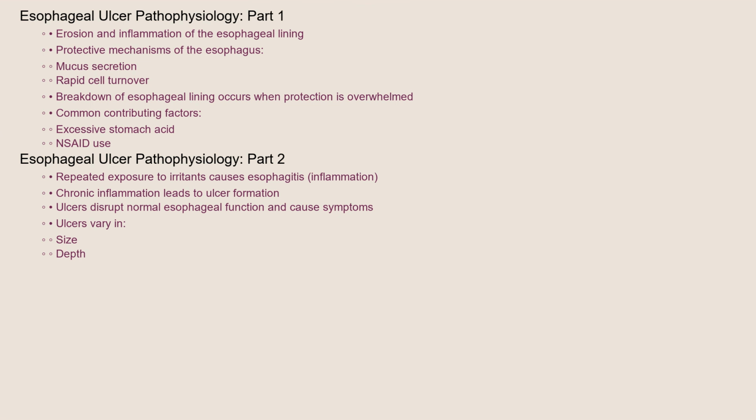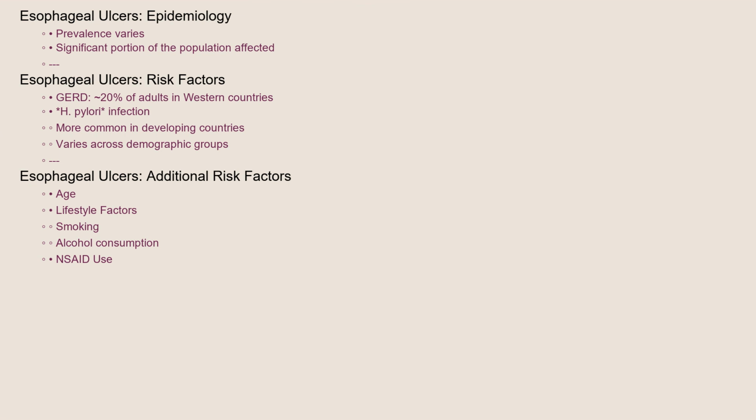Esophageal ulcers affect a significant portion of the population, though exact figures can vary. GERD, a major risk factor, is incredibly common, affecting approximately 20% of adults in Western countries. The prevalence of H. pylori infection also plays a role, as it is more common in developing countries and certain demographic groups. Factors like age, smoking, alcohol consumption, and the use of NSAIDs increase the risk of developing esophageal ulcers. Understanding these epidemiological trends helps in identifying individuals at higher risk and implementing preventive measures.